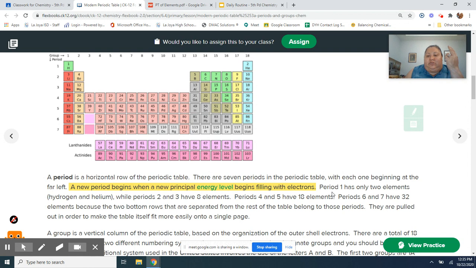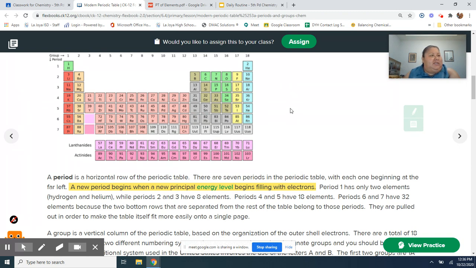Period 1 has 2 elements, hydrogen and helium. Periods 2 and 3 will have 8 elements. Periods 4 and 5 have 18 elements, right? Because there's 18 groups. Now, let's talk about periods 6 and 7. Why do they say that it has 32? When if I count these boxes right here, there's only 17. Where do they get that number 32, guys, from?